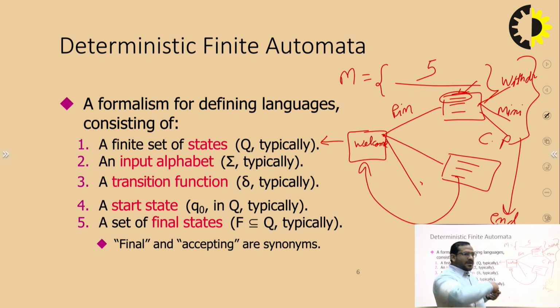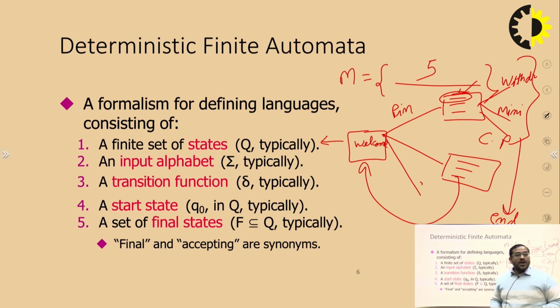So whenever a string is given and it goes through the machine, at the end of reading the last symbol, if it reaches the final state, the string is said to be acceptable by that machine. Final and accepting are synonyms. So whenever I talk about the final state or the acceptance state, they both represent the same thing. So these are the 5 tuples.